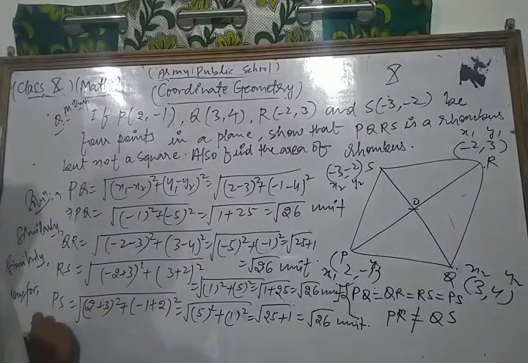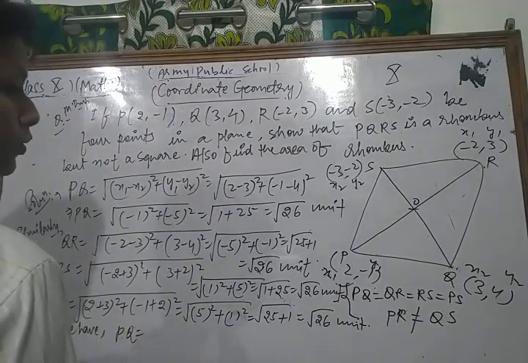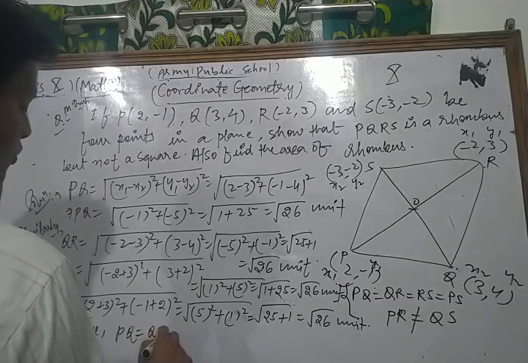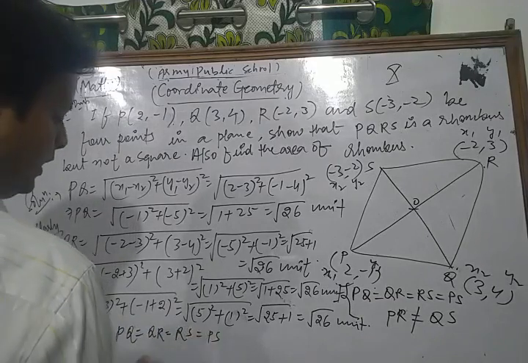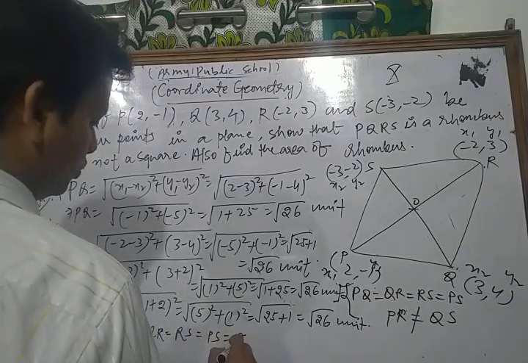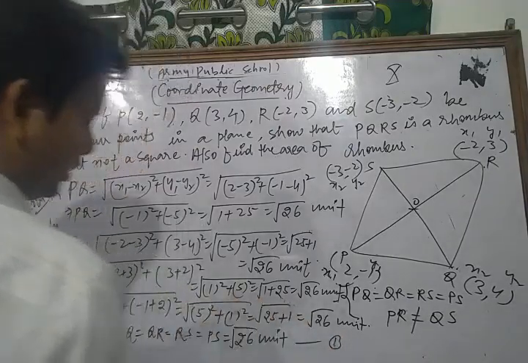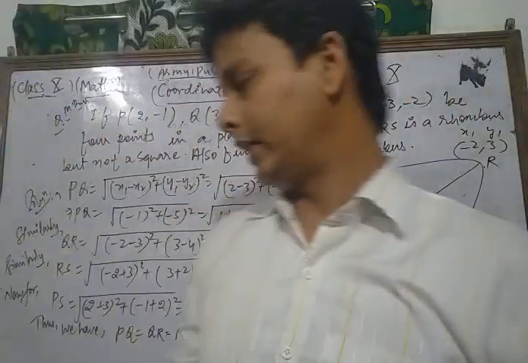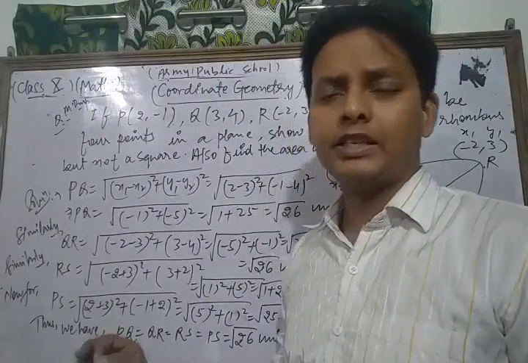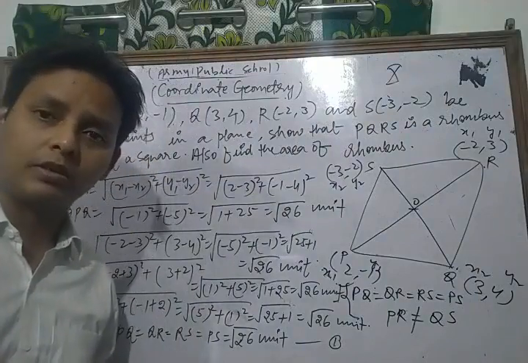Thus we have distance PQ is equal to QR is equal to RS is equal to PS, each equal to 2 under root 26 unit. Take equation number 1. From there we find all of its sides. Each and every side is equal, which is equal to under root 26 unit.